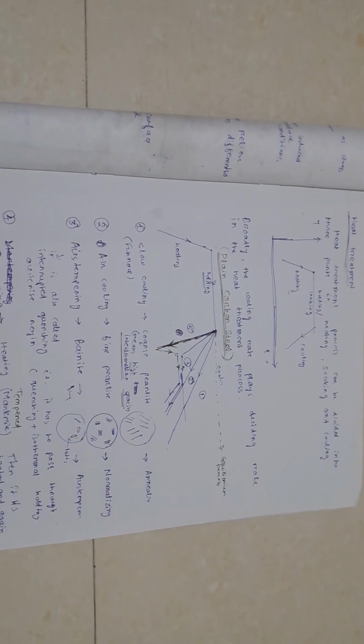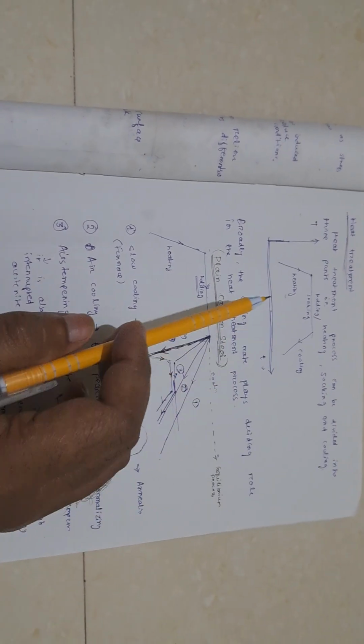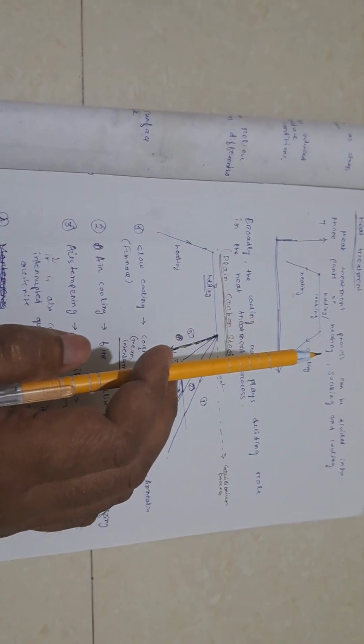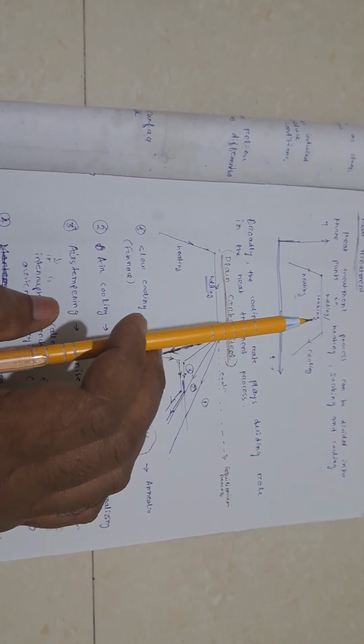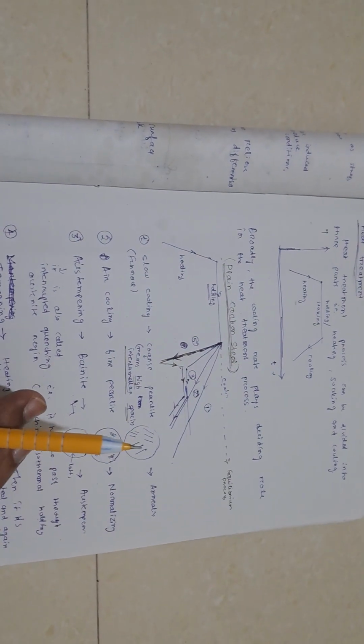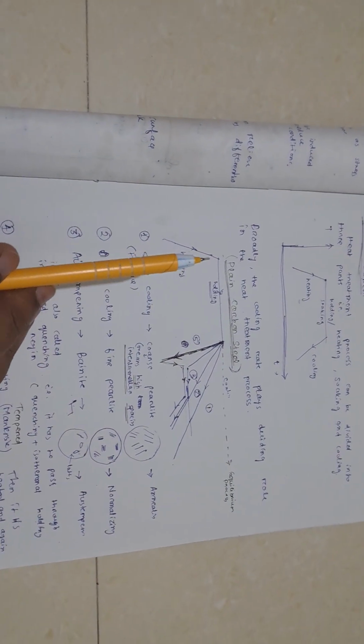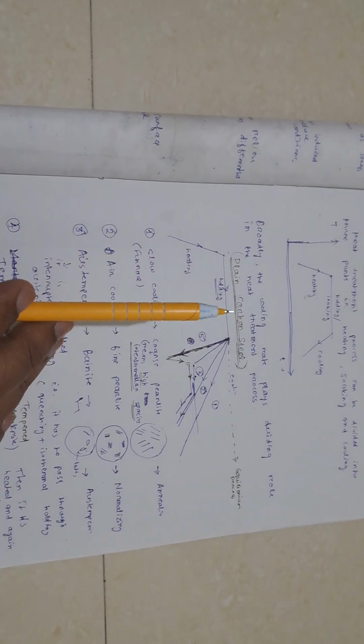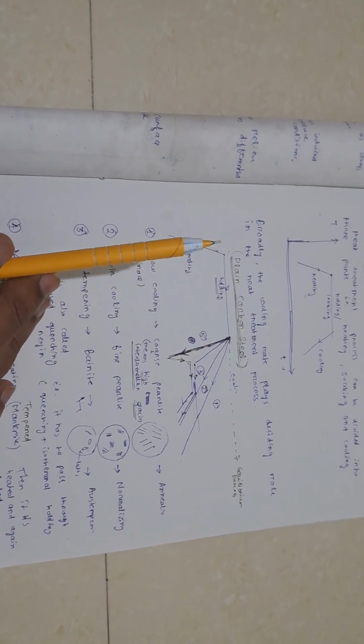So broadly, the cooling rate plays the important role. So this part is important. We have to vary the cooling rate to get different microstructures, which will give us different properties. So here, if you see, this is a heat treatment for steel.